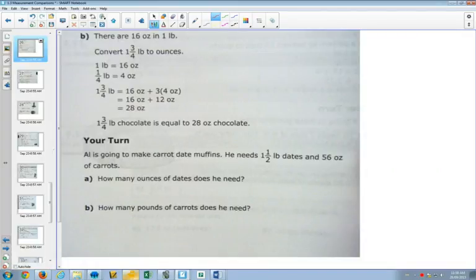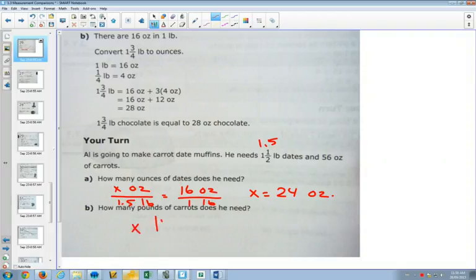So for your dates, you have 1.5. You can change that to a decimal. You want to find out how many ounces, and you have 1.5 pounds. We know there are 16 ounces in 1 pound. Multiply both sides by 1.5. Did you get 24 ounces? Excellent.